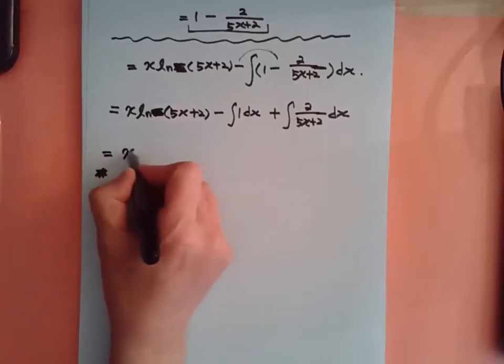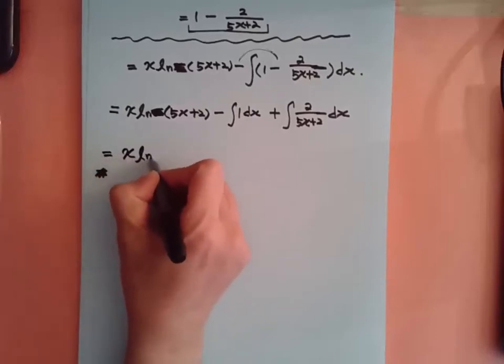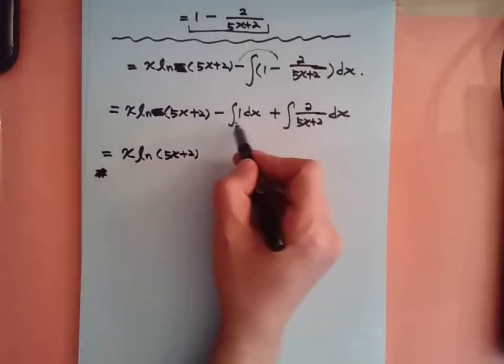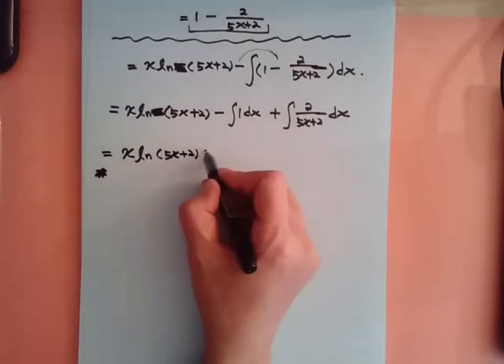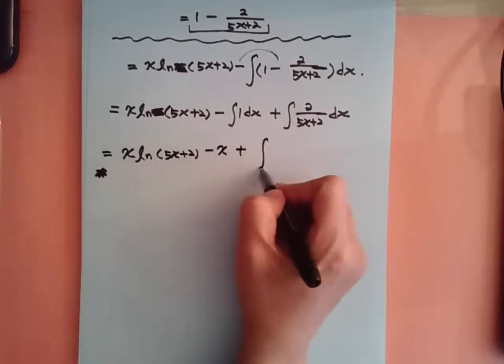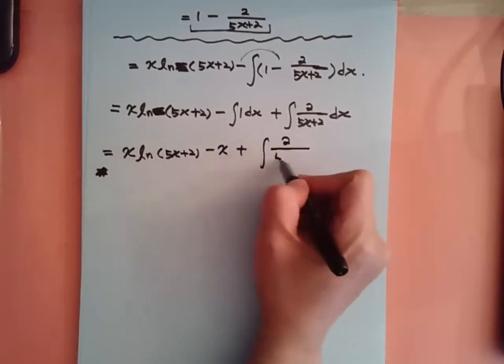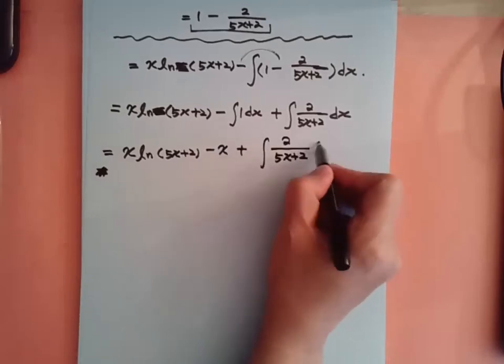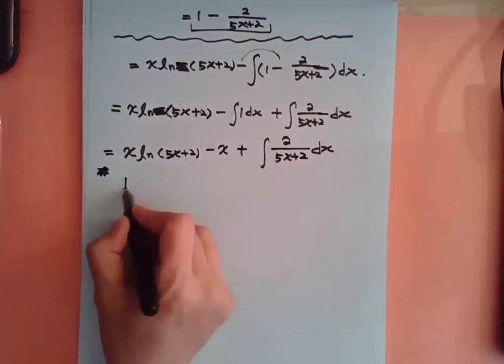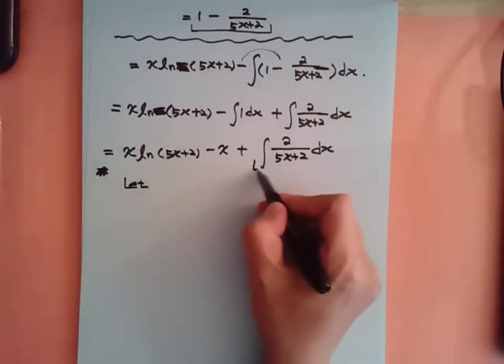So this becomes x times natural log of 5x plus 2. If you integrate 1, then you will get x plus integration 2 over 5x plus 2 dx. So all you have to do is integrate 2 over 5x plus 2. So we will work on this.